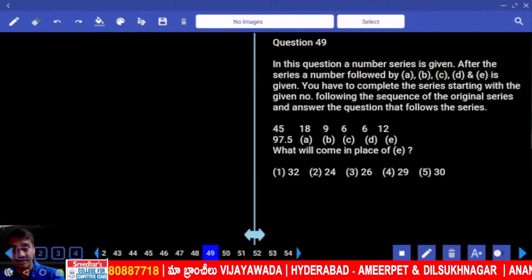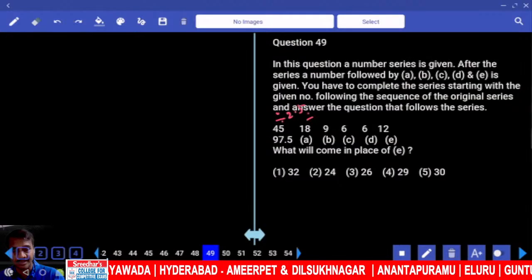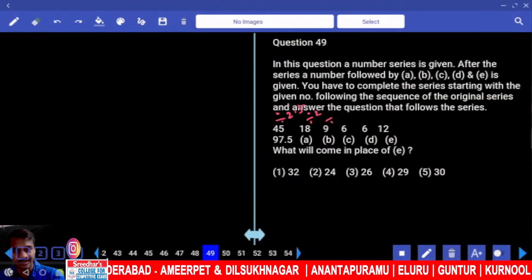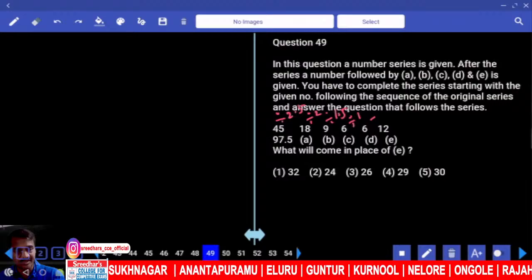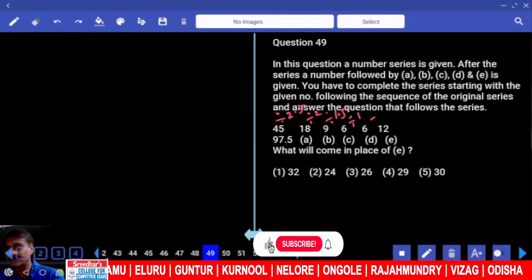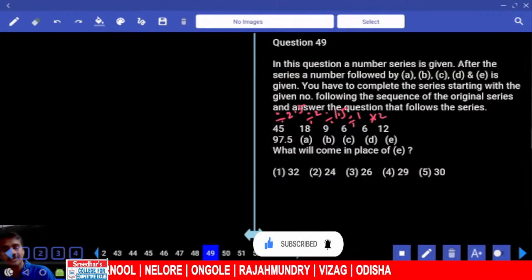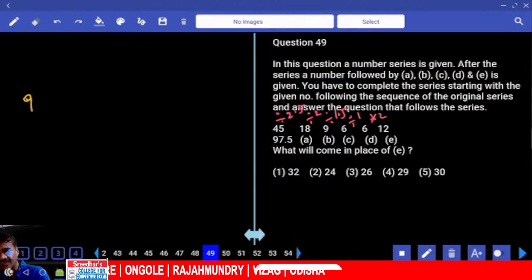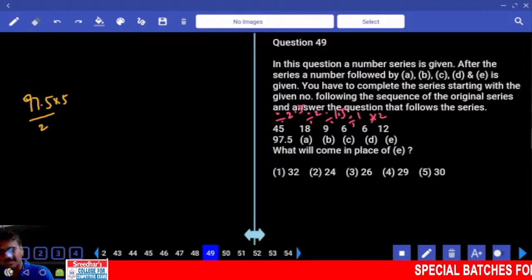Then, now this is how much? Into or divided by? Divided by 2.5. The next one, 18 and 9, divided by 2. Next one, divided by 1.5. Does it fit or not? And next one, divided by 1. Then divided by 2.5 to 1.5, divided by 0.5. That is into 2. Divided by 0.5 is nothing but into 2. Then similarly here again, 97.5 divided by 2.5 and all into 5/2. Isn't it? Then what is the answer you have got?